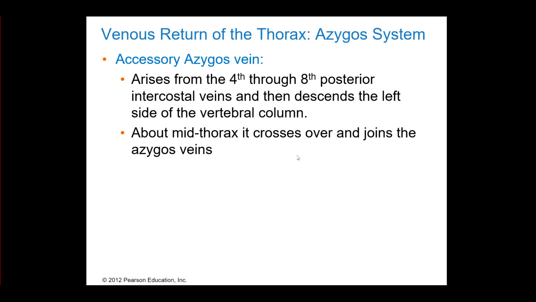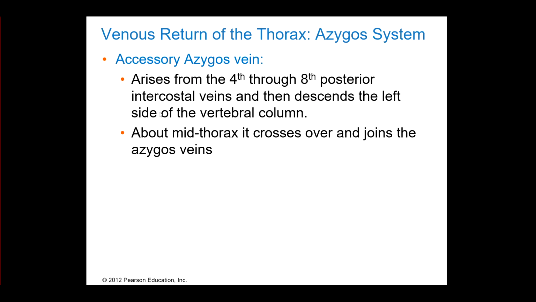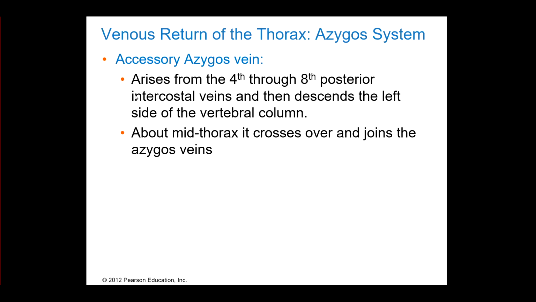And finally, guys, the third one is going to be the accessory azygos vein, or the accessory hemiazygos vein. It arises from the fourth through the eighth posterior intercostal veins. As you can see, it's kind of arising from right here. Again, it's variable. And then it's going to descend to the left side of the vertebral column, right? So it's coming down, and then at some point it also crosses over to the azygos and dumps its blood in there. Like I said, I have seen variations where this dumps into the hemiazygos also, so it is variable. Okay, and that's going to be the third one.